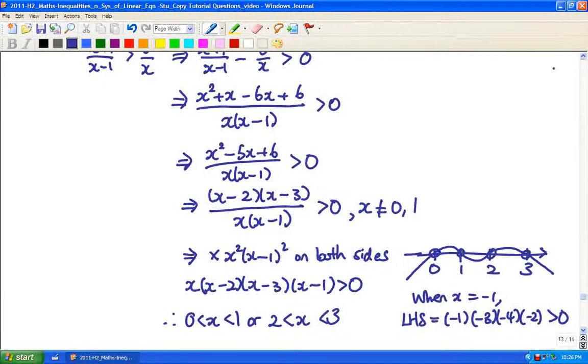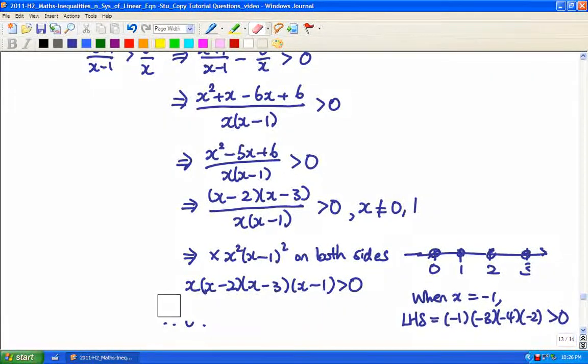I believe I made an error here in the graph. When x equals negative 1, the left hand side is positive, right? So the graph is wrong. Let me resketch this part, and the conclusion as well. Just to correct it, we should start from here instead. So it should look something like this.